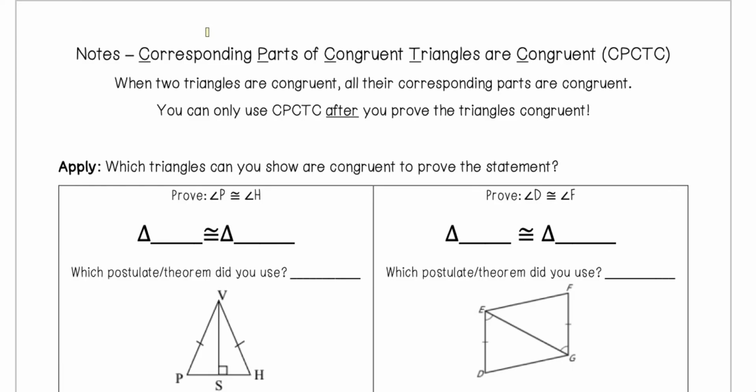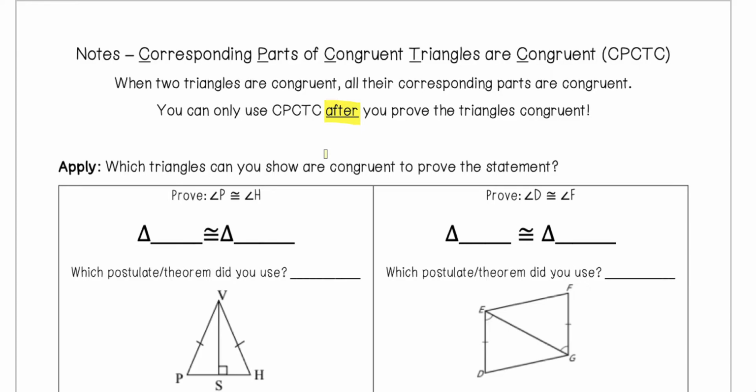In this video, I'll be reviewing the corresponding parts of congruent triangles are congruent, or CPCTC. This stands for that acronym, and when two triangles are congruent, we'll know that all their corresponding parts must also be congruent. But you need to remember that you can only use CPCTC after you've proved that the triangles are congruent. So we need to first be able to use one of the theorems we've learned, like side, side, side, or side, angle, side, or etc., to prove the triangles congruent.